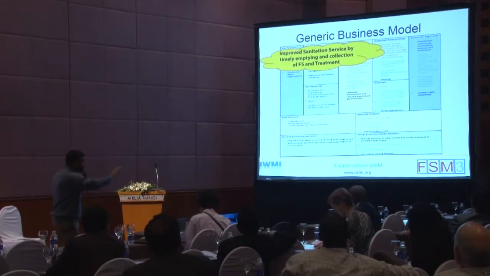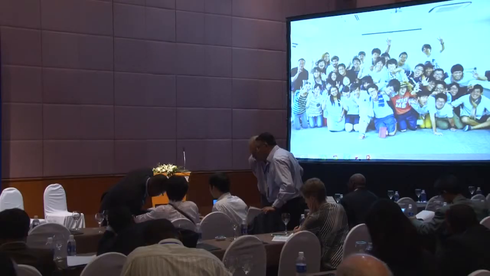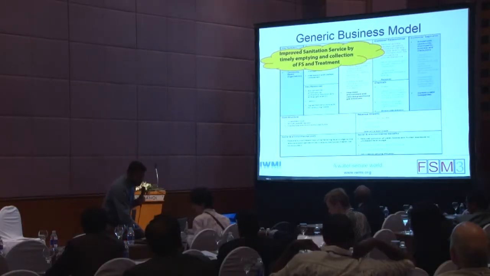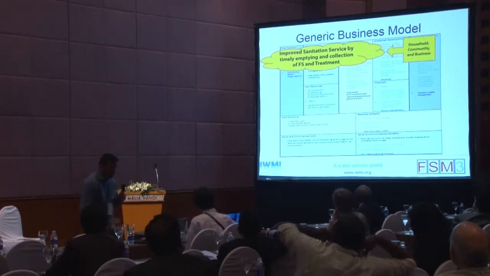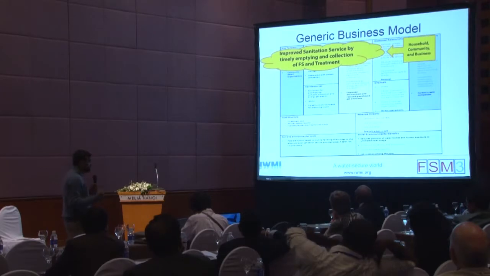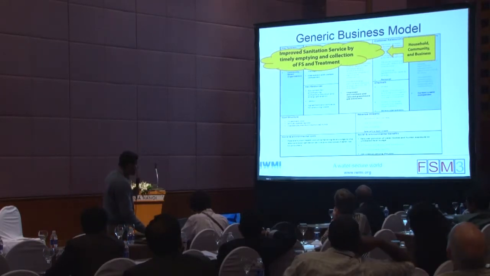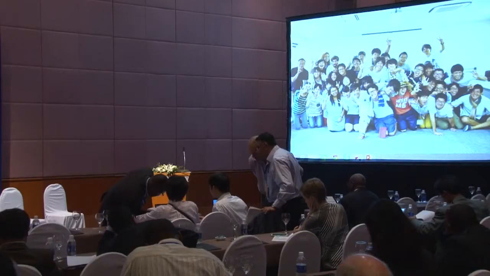So, broadly, you can define the entire fecal sludge business model into 4 value propositions. The first one is improving the sanitation service by timely emptying and collection of fecal sludge and providing treatment. This is broadly applicable to the whole sanitation service delivery chain. Your key customer segment is mainly the household, community, and business, and even the municipality could sometimes fit in.